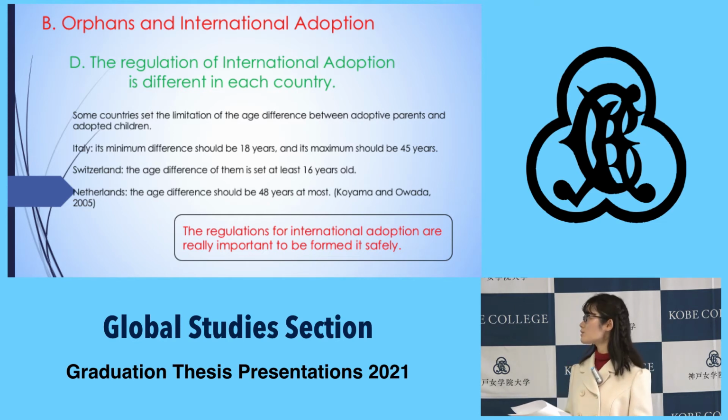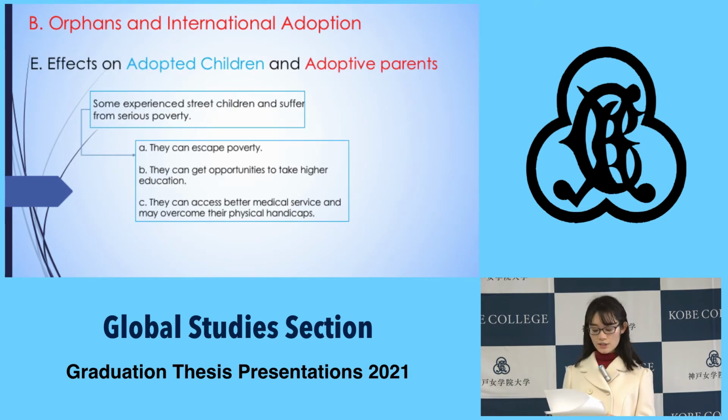However, the regulations for international adoption are different in each country. Some countries set a limit on the age difference between adoptive parents and adopted children. In Italy, the minimum difference should be 18 years and the maximum should be 45 years. In Switzerland, the age difference is set at at least 16 years. In the Netherlands, the age difference should be 48 years at most. Like this, the regulations are different in each country. But such regulations are really important for international adoption to be conducted safely.